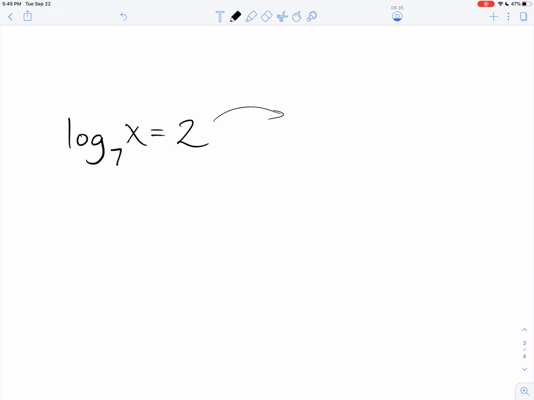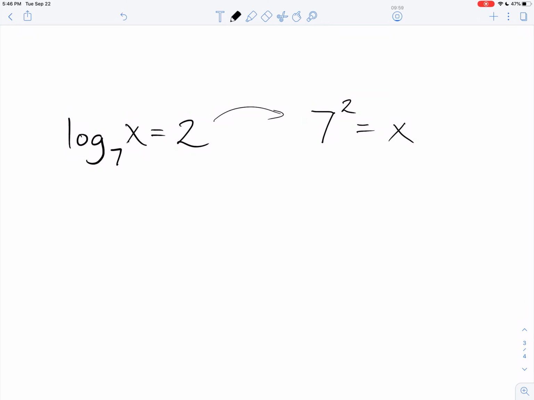Sure. What's the base? There's 3 things there. Which one of those is the base? The base is 7. What do I do with the other 2 pieces of information? I interchange them. So I'd say 7 to the second equals x. That's it. You've converted. You started with log form, now you're finishing with exponential form.